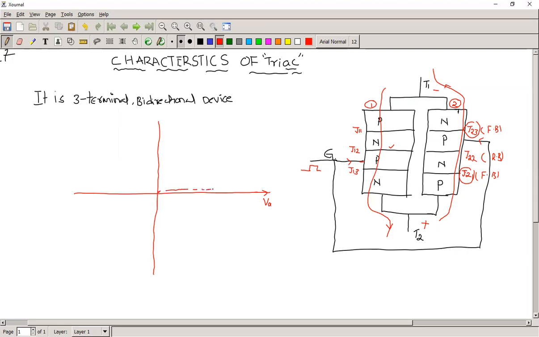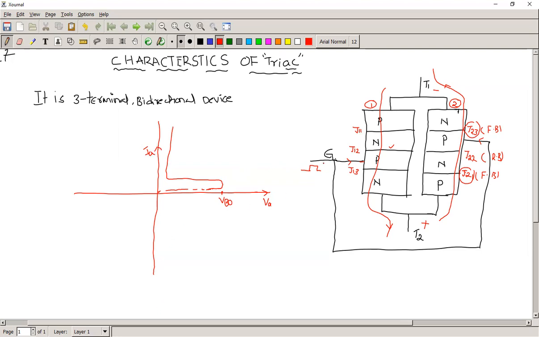the first device, because T1 is positive with respect to T2, this device is on. If you are not applying any gate voltage here, up to the forward breakover voltage VBO, at the forward breakover voltage junction J2 will break down. Now the voltage across the device decreases. It allows a high amount of current, the positive current. This is high.